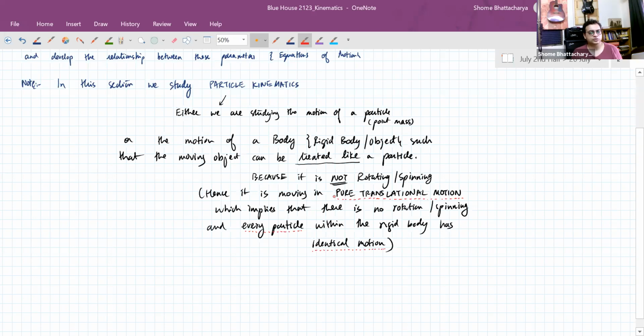Okay, there is no axis about which it is rotating, neither a fixed axis nor a moving axis. The body is moving in such a way that every particle within the body has an identical motion. It's not spinning, it's not rotating. So the moment that happens, we can describe its motion by just writing the equations for any particle within the rigid body. Or by default, you can think of the center of mass of the rigid body like the equivalent particle. So just write the equations for the center of mass, how they're moving, and that represents the motion of the entire body. So that is what is called particle kinematics, or a more technical term for it is pure translational motion. Okay. So in this particular chapter, we are studying particle kinematics.